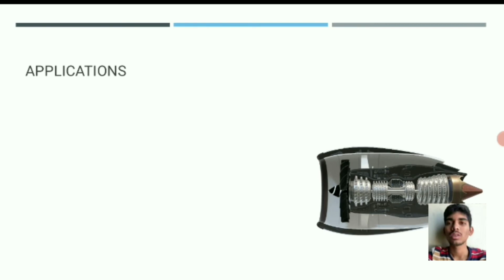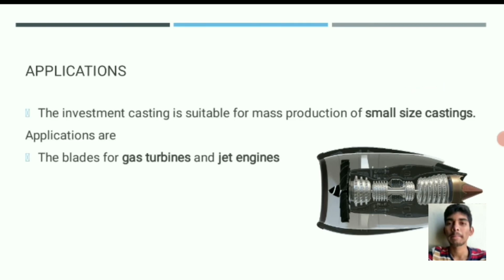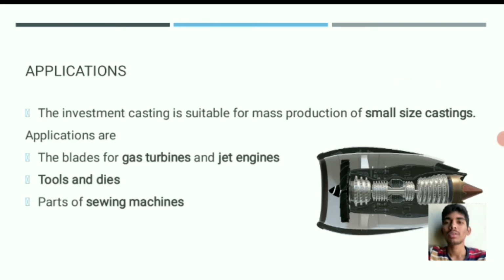Now let us discuss the applications. Investment casting is suitable for mass production of small size castings. The major applications of investment casting are to produce the blades of gas turbines and jet engines, and it is mainly used to produce the tools used for mechanical or other necessary purposes, and it is also used to produce a die, and the die is used to produce the external threads on a component.